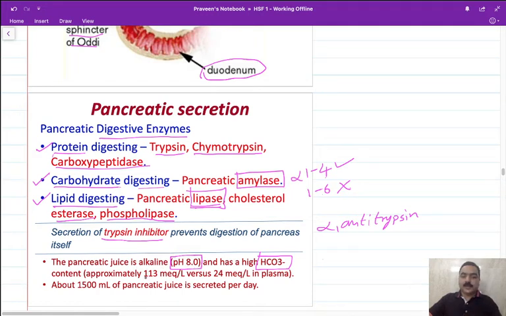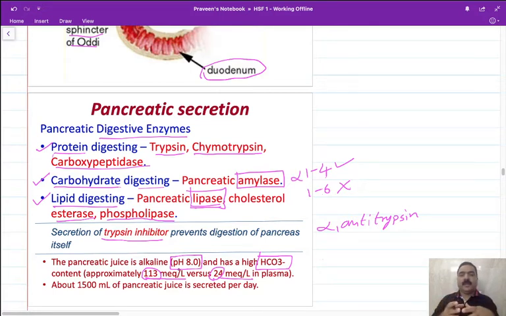You can see over here, the bicarbonate is very high compared to that of the plasma bicarbonate. Plasma bicarbonate is only 24 milliequivalents per liter, whereas the pancreatic juice has 113 milliequivalents per liter. So it's very high. What is the purpose of this high bicarbonate? It is to neutralize the acid that is coming from the stomach.